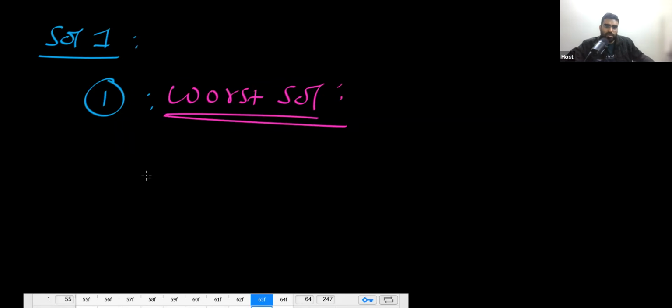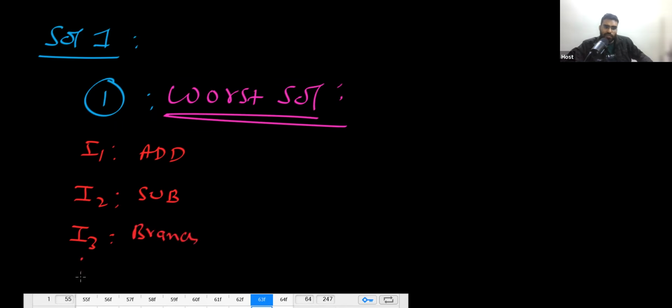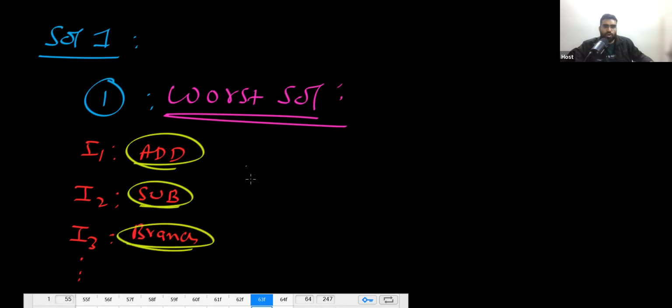This is the worst solution because, just think about it. Even if it is an add instruction, I1, then I2, then I3, if it is a subtract instruction, if it is a branch instruction, whatever instruction you take, what will happen? I fetch this, I stop fetching. I fetch this, I stop fetching. Even the normal instructions are also taking how much time? I fetch it, I stop fetching.